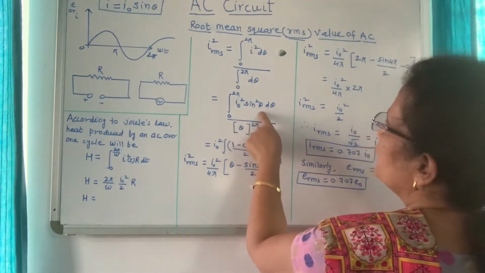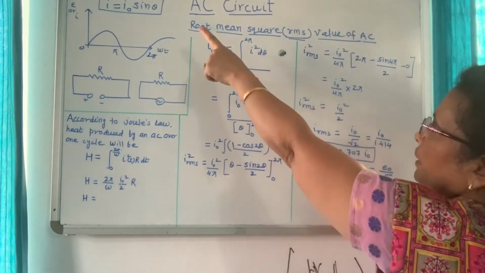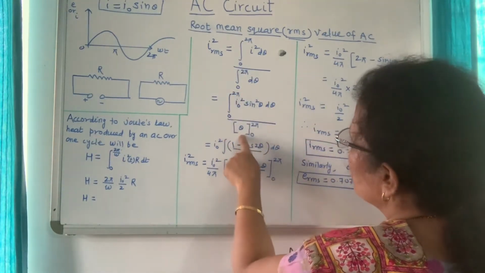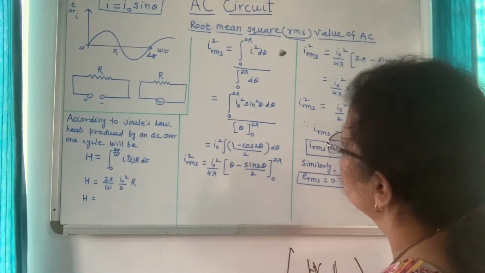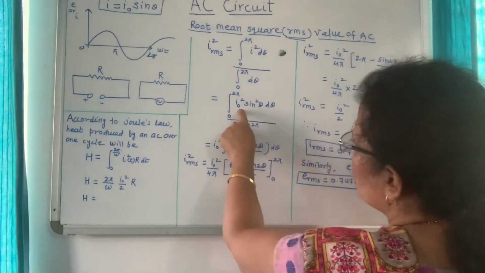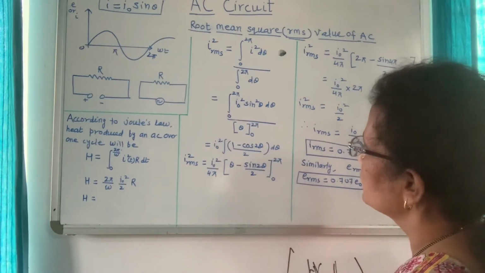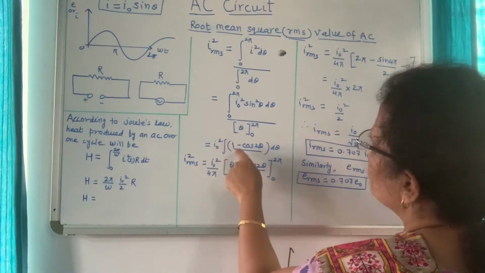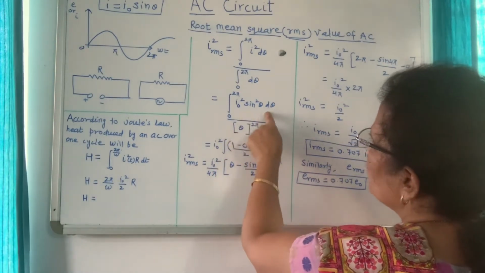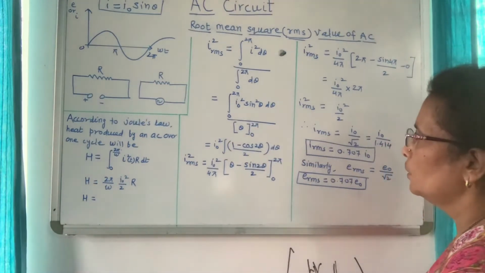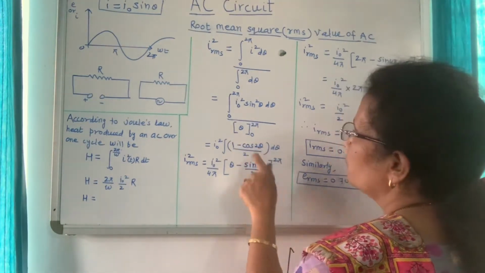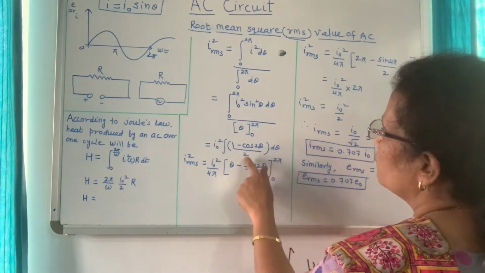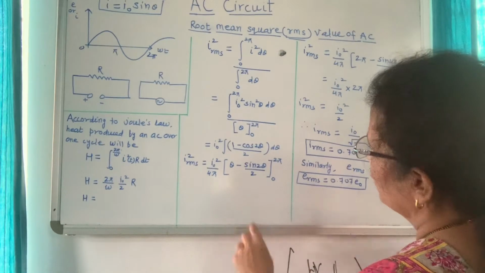So I0 square sin theta d theta is the value of pi divided by... integration of d theta is theta, and limits are 0 to 2 pi. Now again I0 square is a constant quantity, so it could be written outside the sign of integration. So it will be I0 square integration of, now again sin square theta we can write in the way of trigonometry, 1 minus cos 2 theta upon 2. This is the formula of cos 2 theta. So 1 minus cos 2 theta upon 2 d theta.